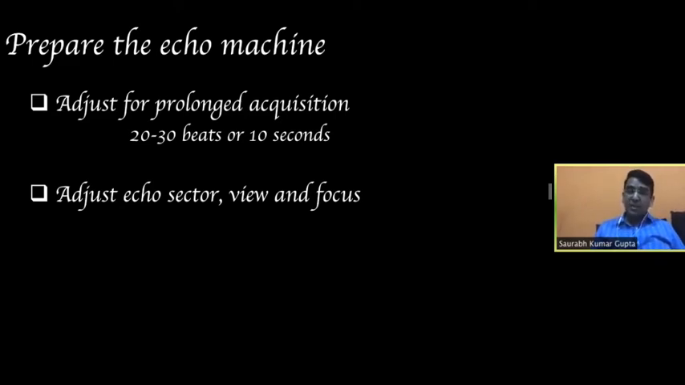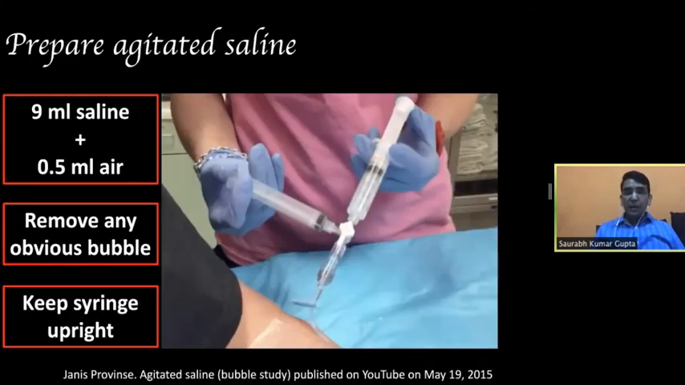Then prepare the echo machine, because you may be looking forward to prolonged acquisition. So set it to 20 to 30 beats or 10 seconds. Adjust the echo sector view and focus, as we all do. And then prepare the agitated saline.